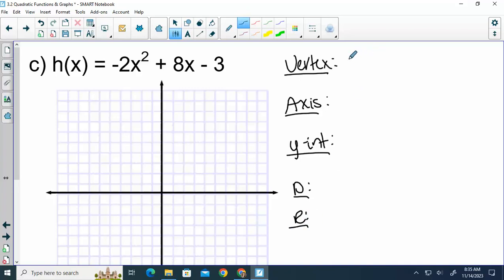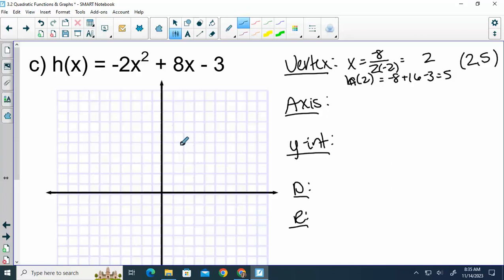So vertex, opposite of b over 2 times a, and we plug that in and get 5. So vertex is the ordered pair 2, 5. Is it possible to get fractions or decimals on that? Yes, absolutely. So don't panic if you get that. Okay, axis of symmetry is the vertical line going through it, so it'd be x equals 2. You have to have it as an equation.